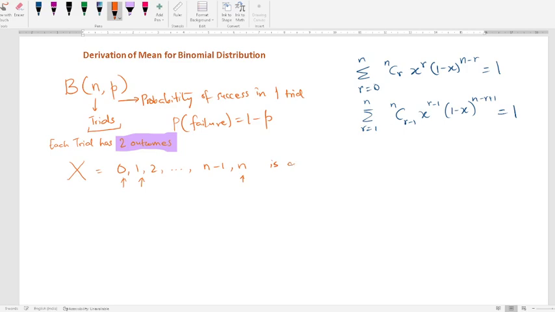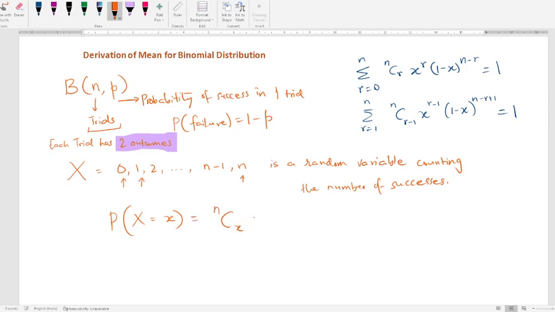So x is a random variable counting the number of successes. Now the probability that the value of this random variable x is equal to small x is given by nCx. This denotes the number of ways by which x successes can happen in an experiment with n trials. This is multiplied by p to the power x, which is the collective probability of x successes, and multiplied by (1 minus p) to the power n minus x. This is the collective probability of n minus x failures.